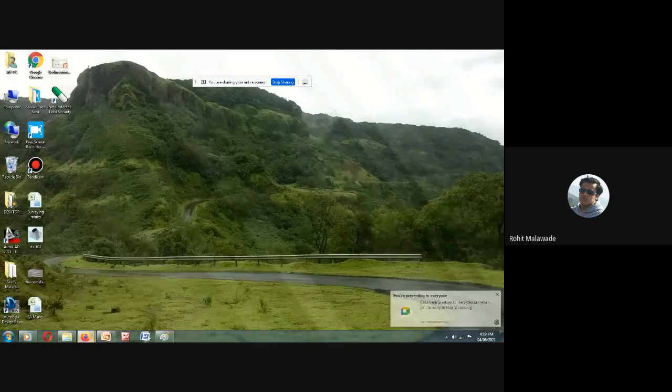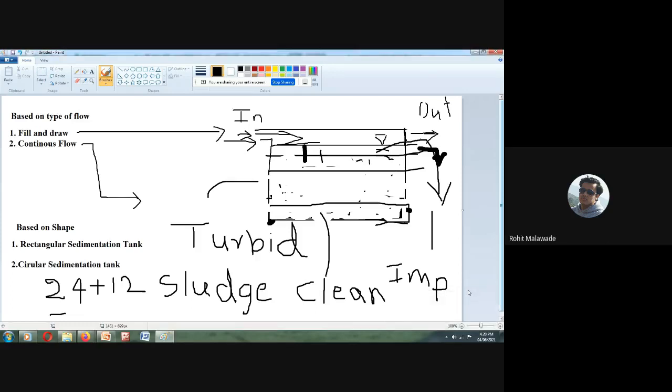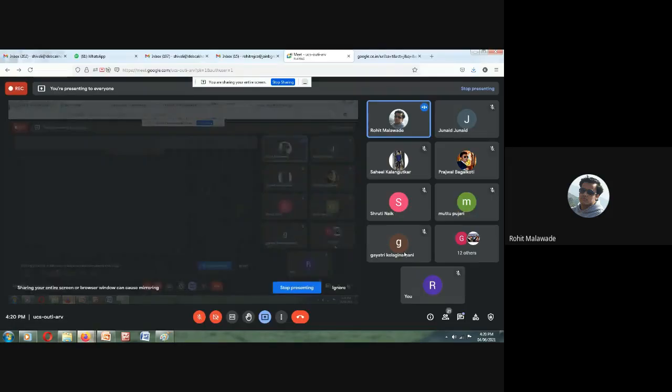Is it clear? Is it clear? Yes. What is fill and draw? See, when the classes are going on, only hardly 1 or 2 people will be replying. Even if I ask you many times, is it understood, only 1 or 2 people reply. So I think that other students are not understanding. Except Shruti and Prajwal, only 2 people are replying.